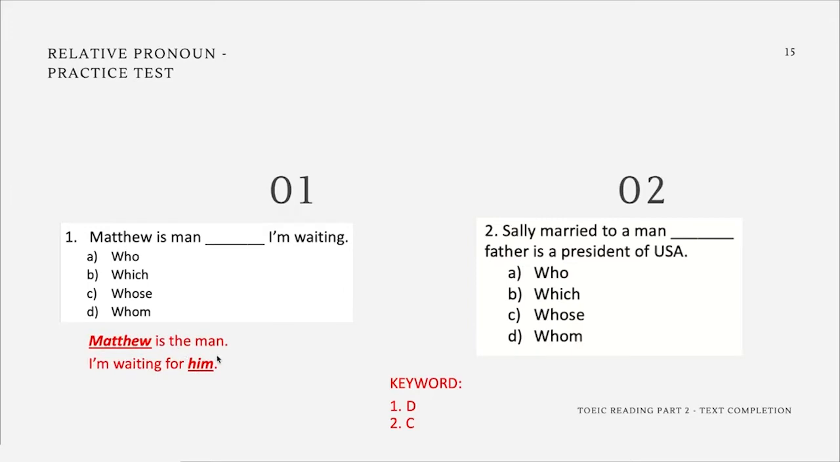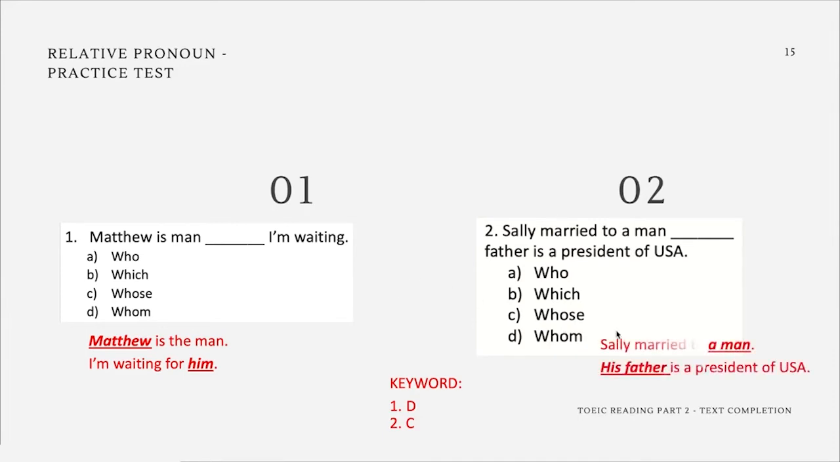The original sentences would be this. Matthew is the man. Full stop. I am waiting for him. So we change the him over here using whom, since this is the object. I guess I missed for over here, but it is also okay.